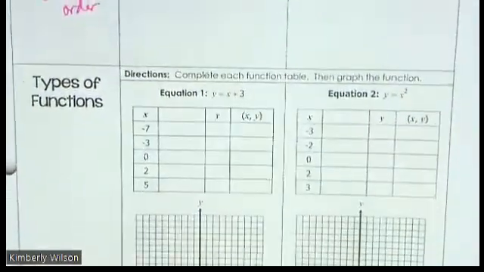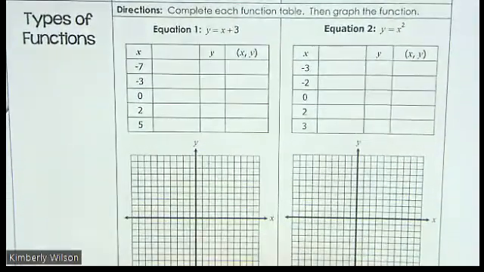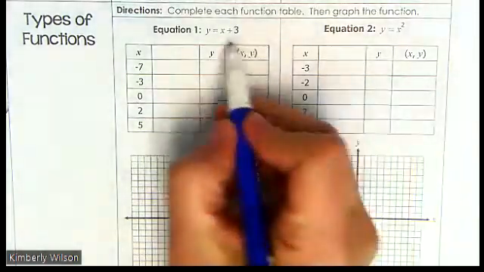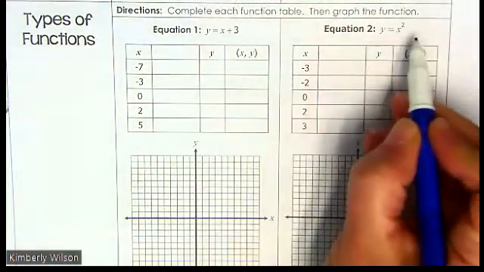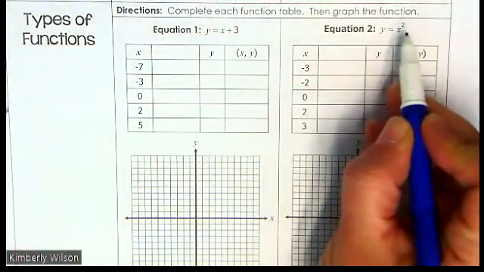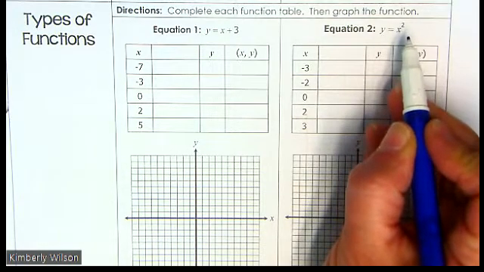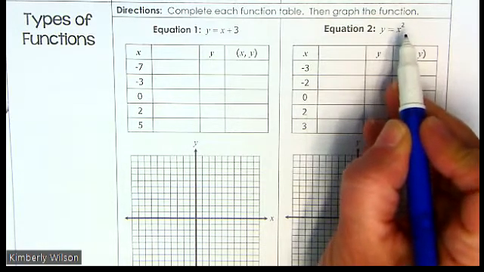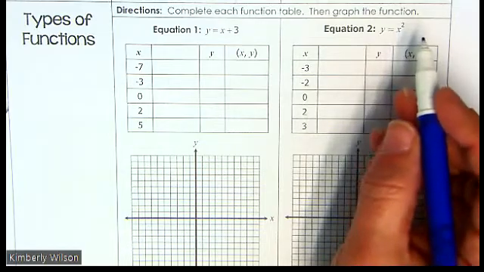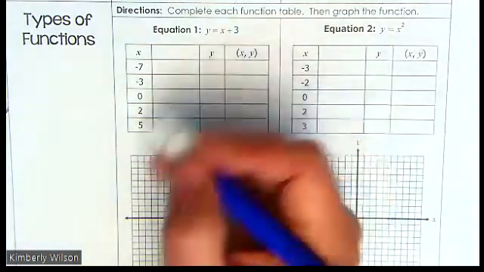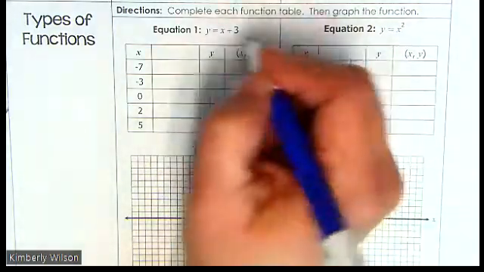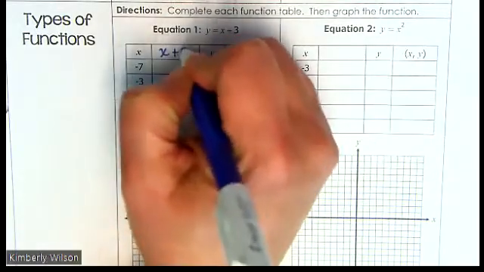Okay, so now we're looking at the two different types of functions. You'll notice that the equations are quite different. One is just x plus 3. This one has an exponent on it. It's squared, so therefore it's going to give us a different looking graph. So we do just what we did. We plug in the x values into our rules. We have x plus 3.